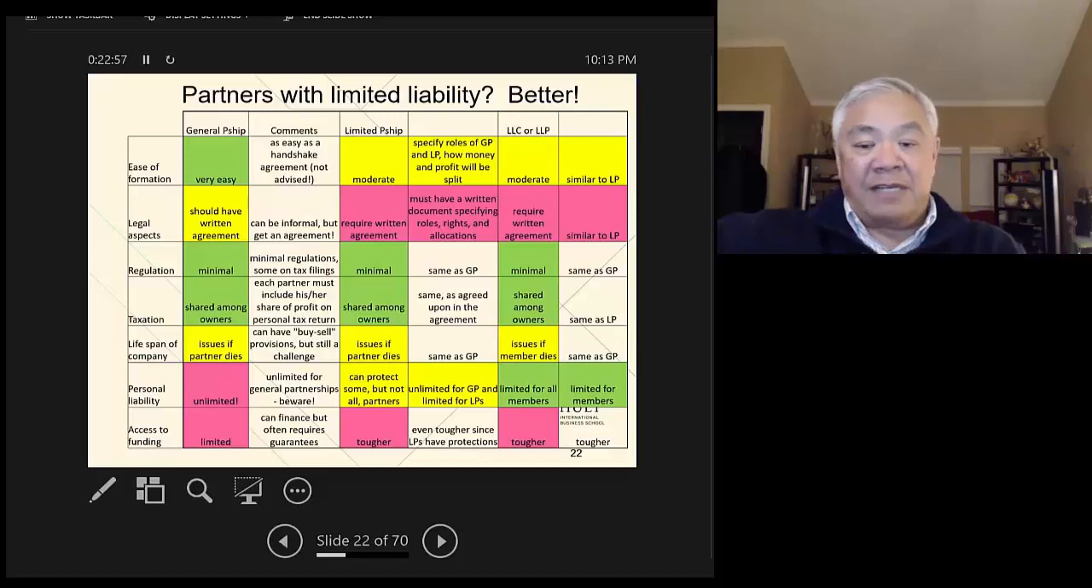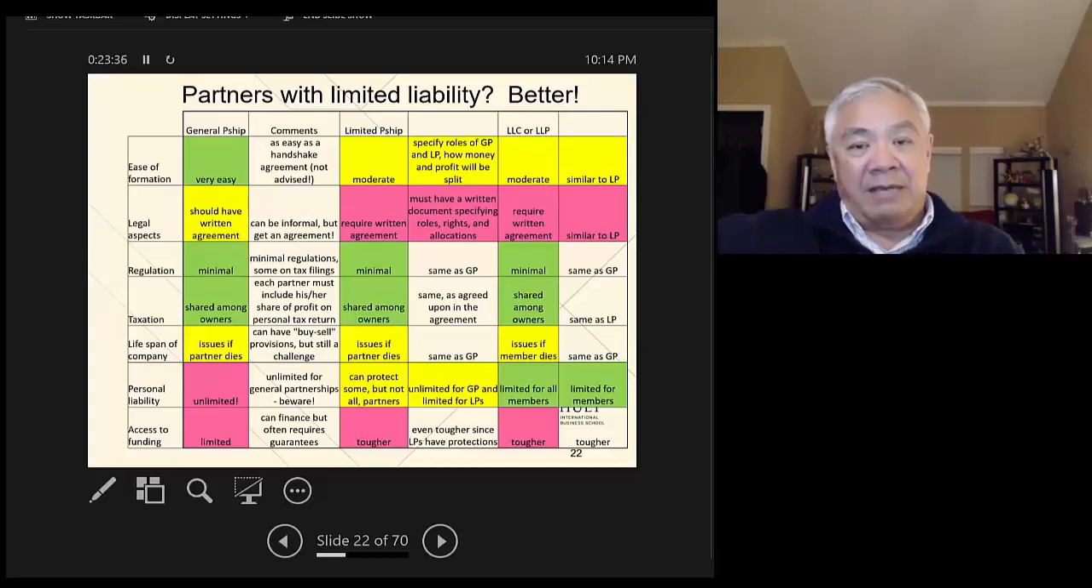Legal aspect, now we have to have a written agreement because you have to differentiate legally the requirements and responsibilities of the limited versus the general partner. Regulations, same as general partner, basically partnership law. Taxation, same as general partnership, but it's basically by agreement on who gets how much of the tax attributes. Lifespan, same issue. What happens when a person passes away? You have a buy-sell agreement or other ways to deal with maintaining or continuing the partnership.